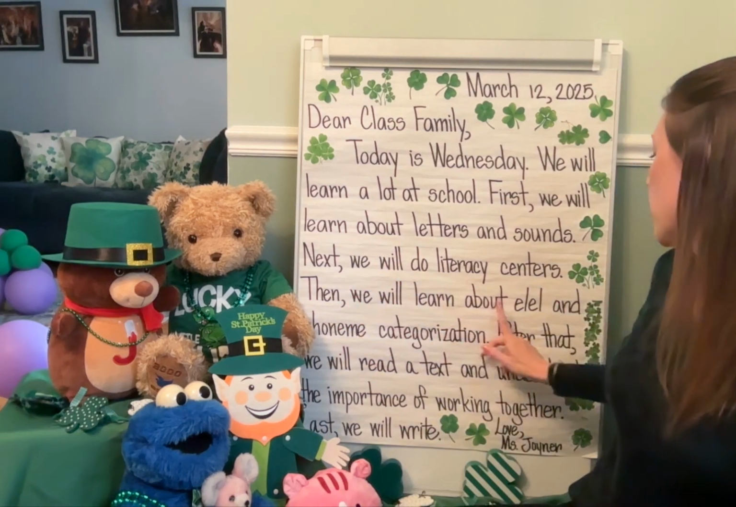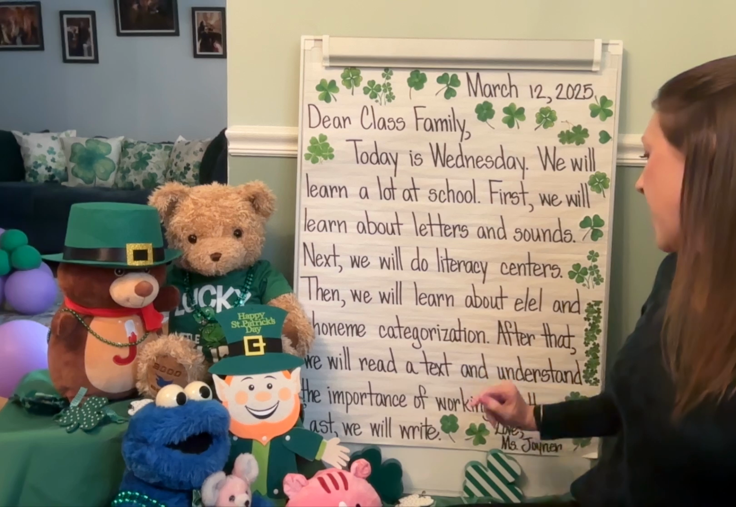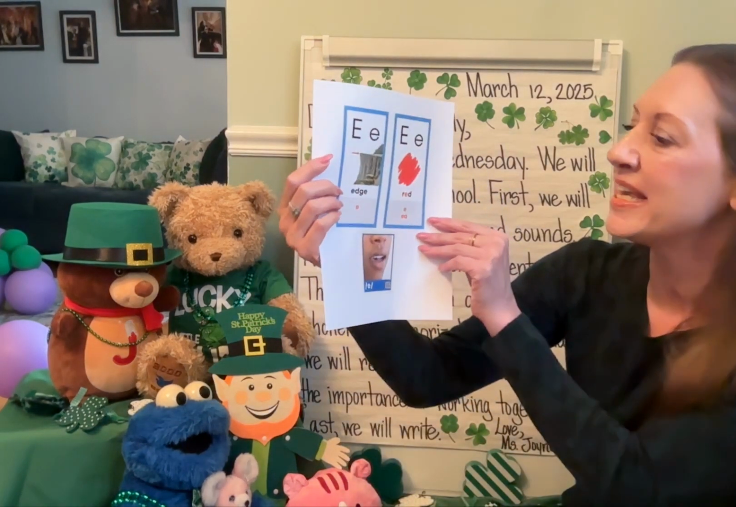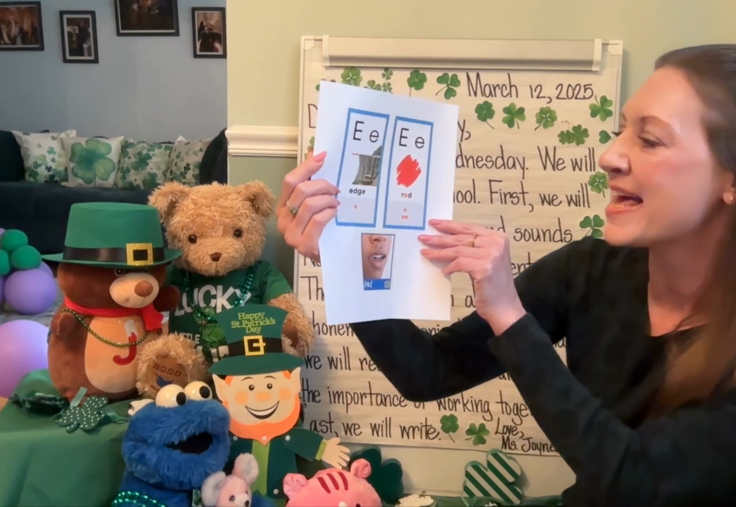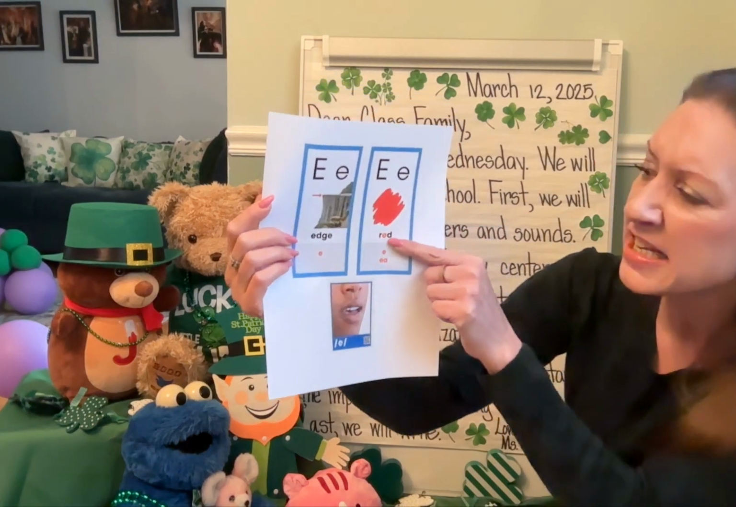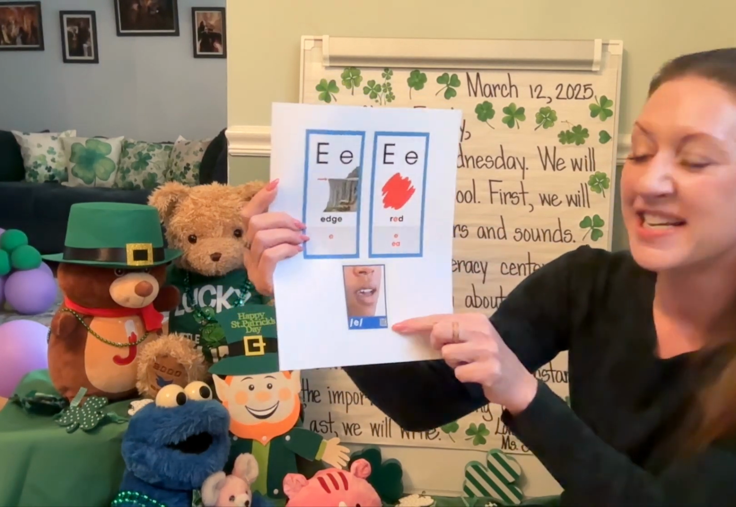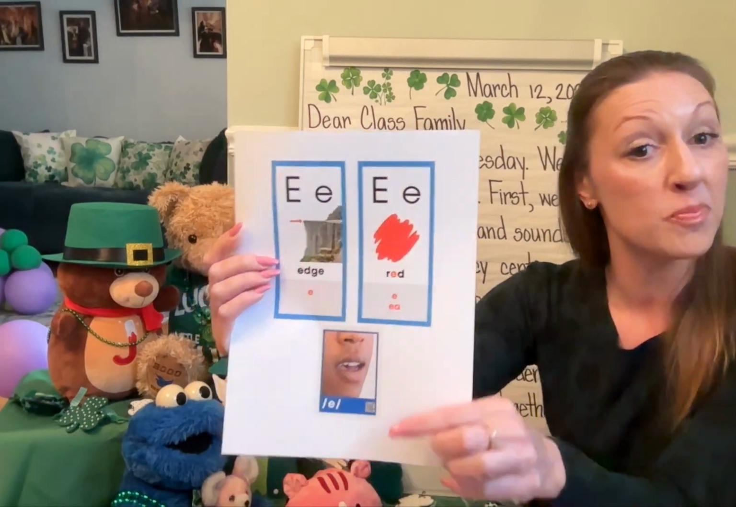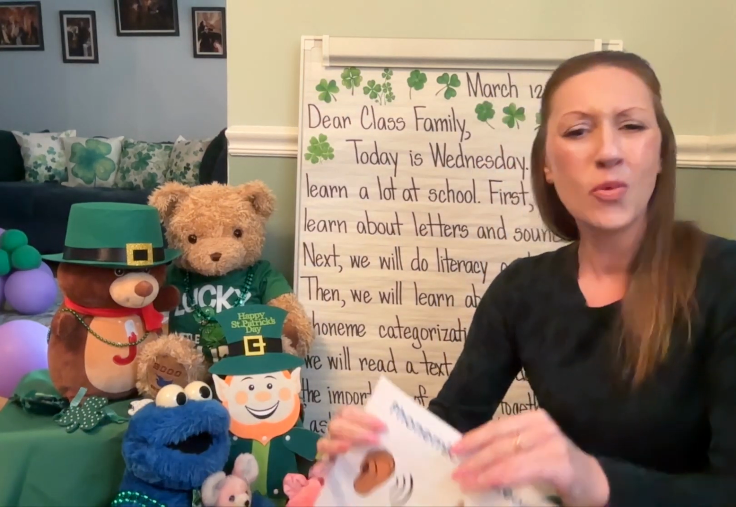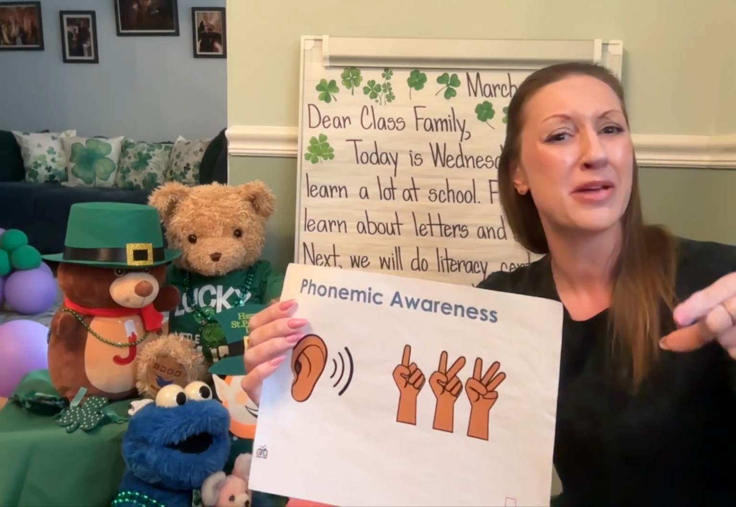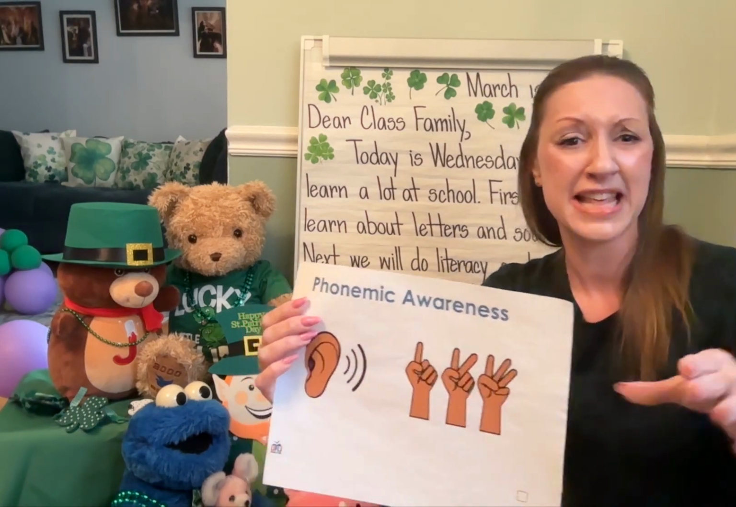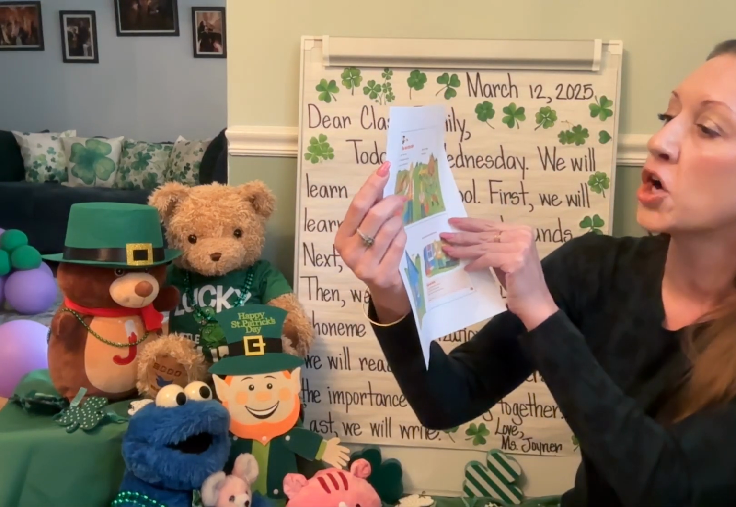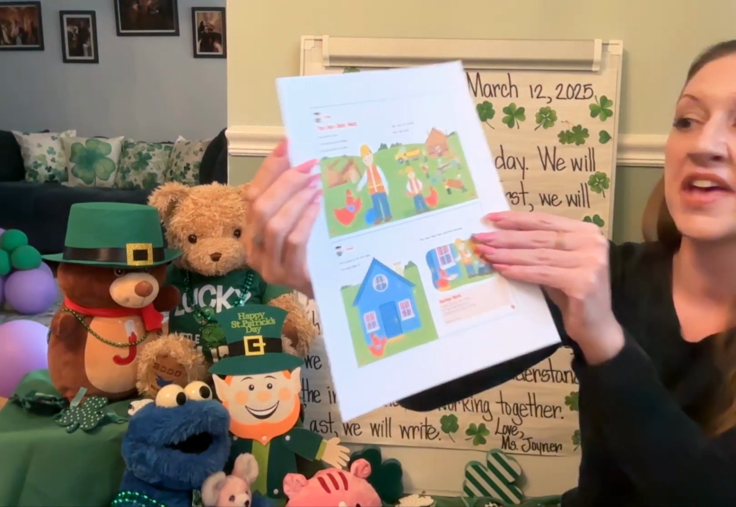And then we will learn about the letter E and phoneme categorization. We're going to learn about the letter E like edge and like in the short vowel sound in the word red. And we're going to work on shaping our mouths. We're going to do Jack Hartman's letter E song. We're going to blend phonemes. We're going to tap out that beginning, middle, and ending sound and say that whole word, as well as reading another text in our Unit 6 magazine, The Hen Gets Help.